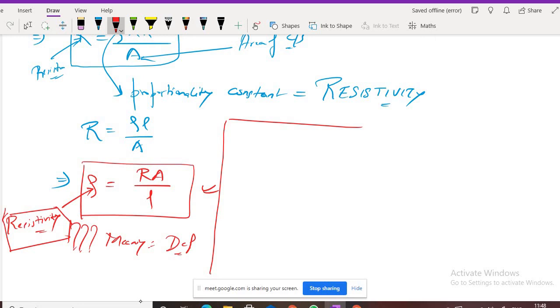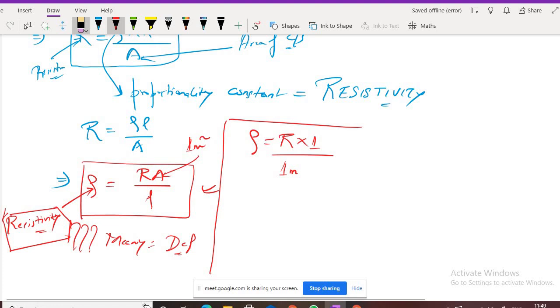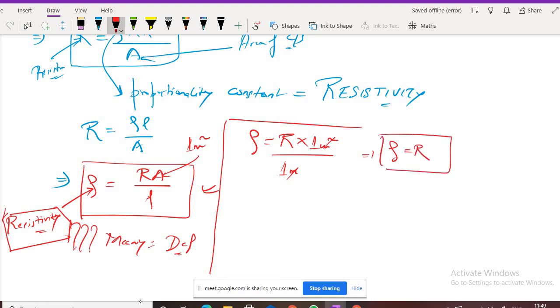Sir, we have got R is equal to rho L by A. So can we write it like this? Rho is equal to R into A by L. In place of A, if I write 1 meter square, and in place of L I write 1 meter, what will happen? The meter cancels, 1 cancels, and we have got rho is equal to R. Yes or no?